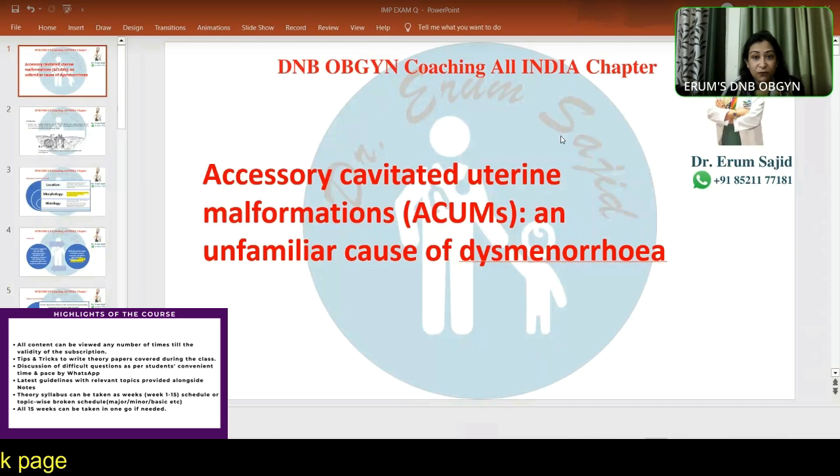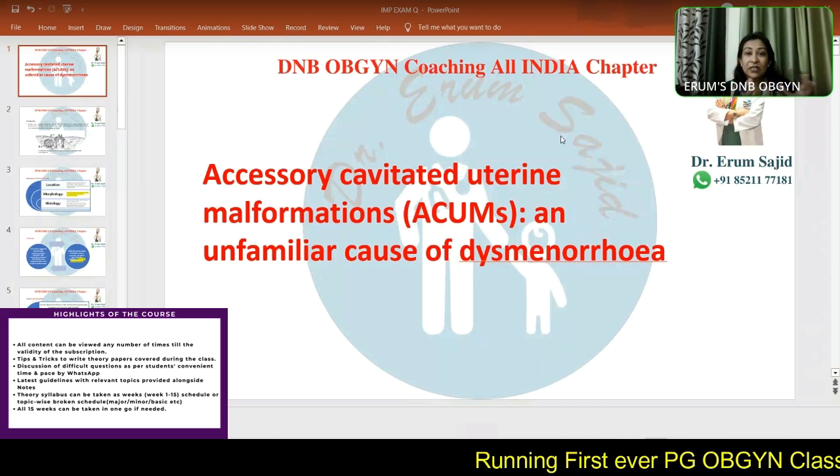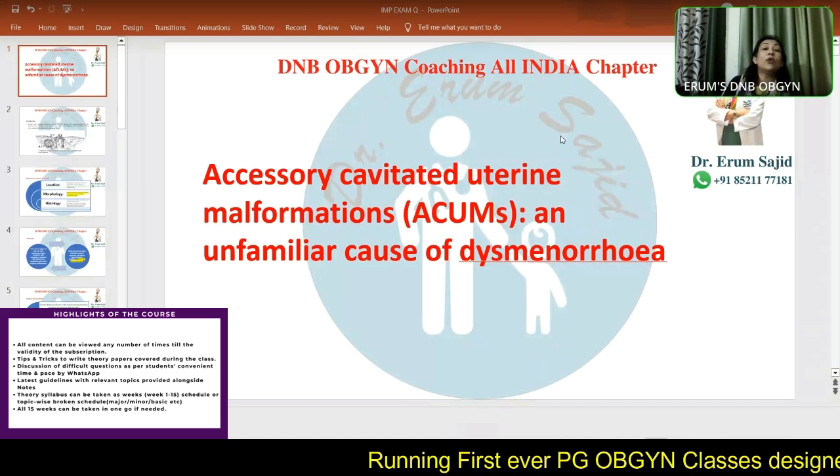It is a uterine malformation. By the name only, you know. And it is also cavitated. That means it's not just a complete muscular bundle somewhere. It also has a cavity inside it. But obviously, you cannot go any further.